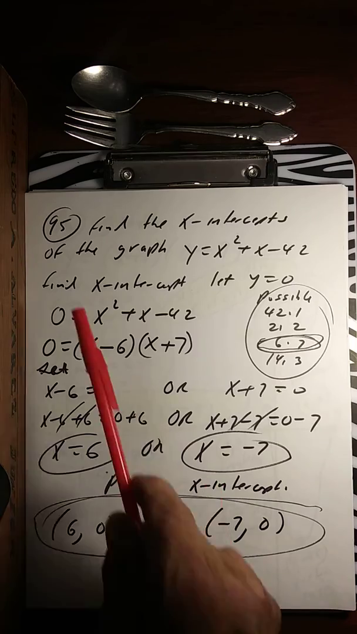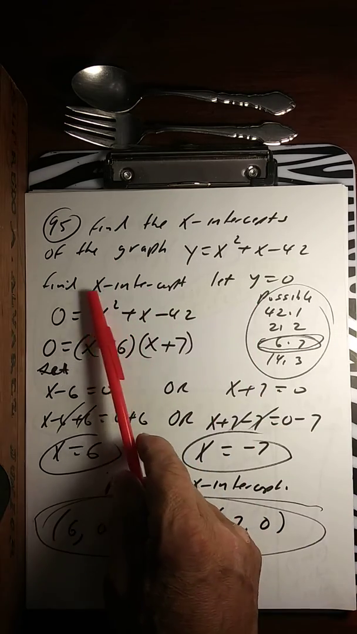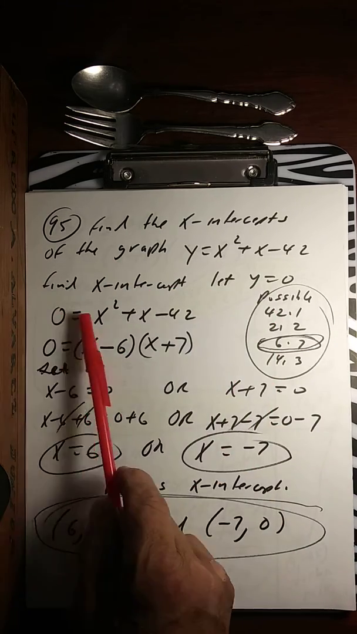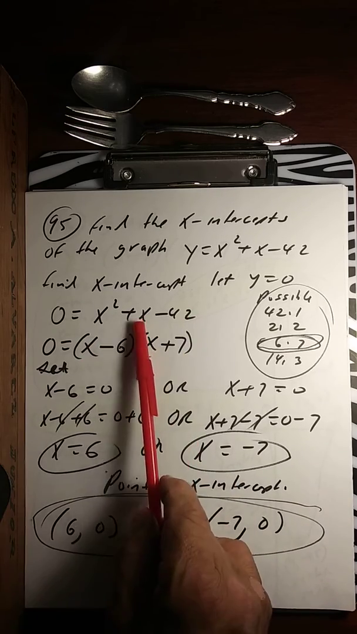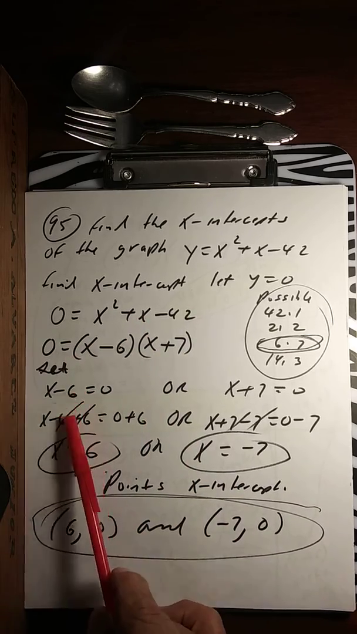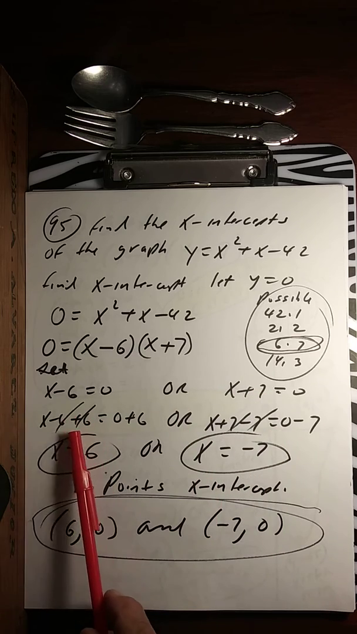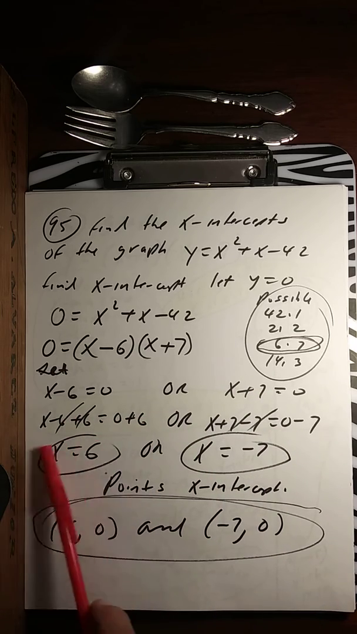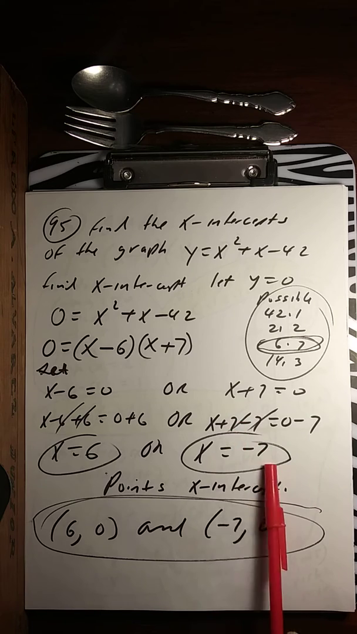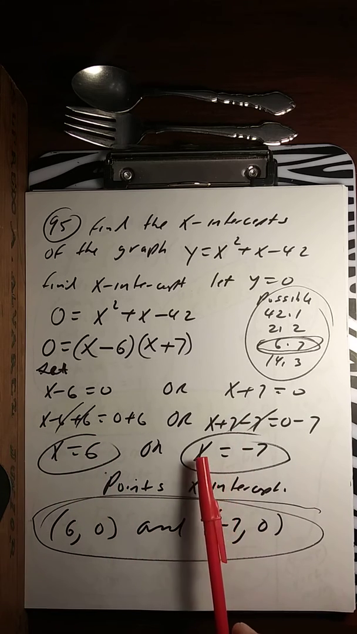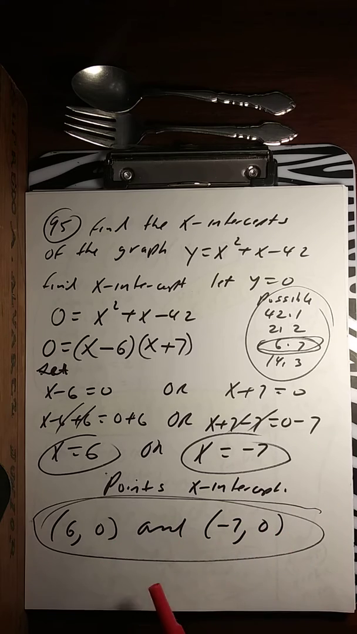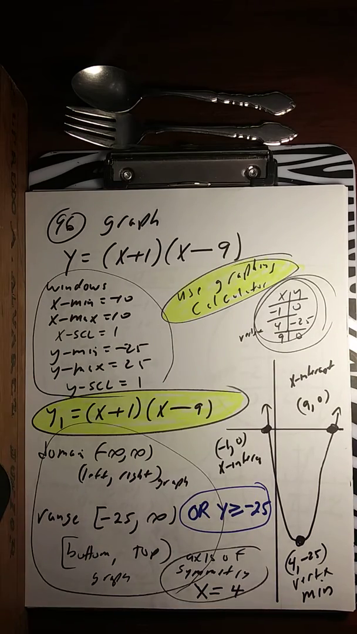Find the x-intercepts of the graph. y equals this. To find the x-intercept, let y equals 0. 0 equals this. Factor this out. Negative 6 and 7, negative 42. 7 minus 6 is 1. Yep. So x minus 6 equals 0, x plus 7 equals 0. So x equals 6, minus 7, x equals negative 7. So we have 6, 0 as one point, and negative 7, 0 as the other point. Notice the y's are 0 right here. Those are the x-intercepts.